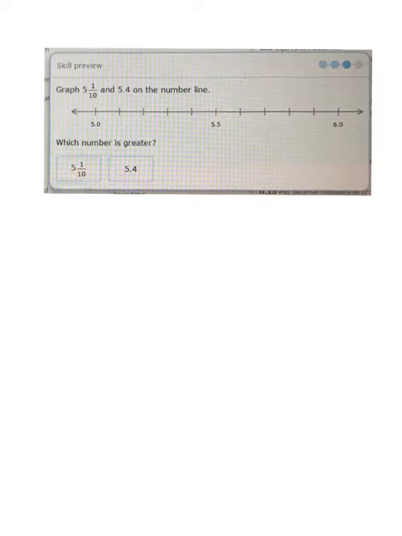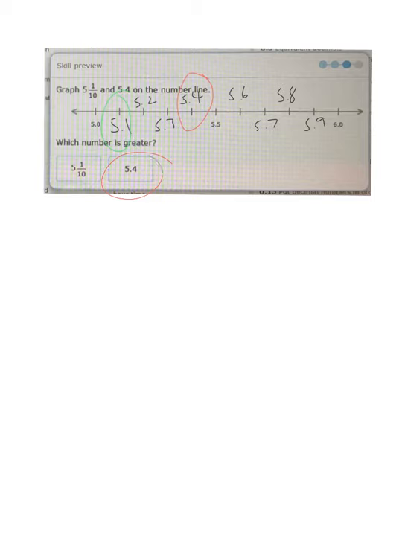Same idea for this example. Graph 5 and 1/10 and 5 and 4/10 on the number line. So we can figure out, I'm just going to quickly fill in the blanks. So 5.4 is obviously right here. And then 5 and 4/10, I should say, because this one, 5 and 1/10, hopefully you recognize that is right here. So when it asks us which is greater, 5 and 4/10 is the greater number.